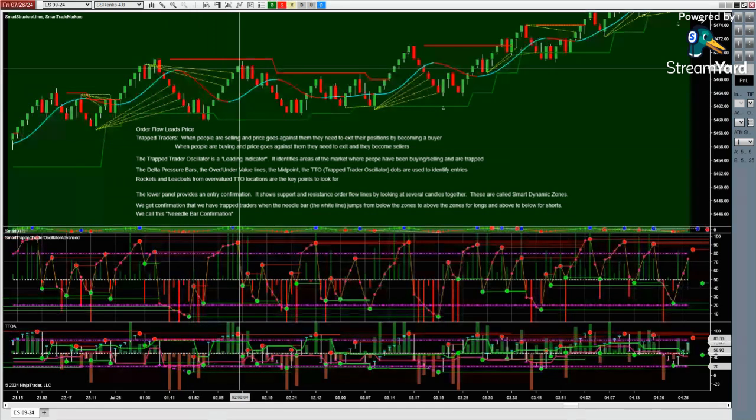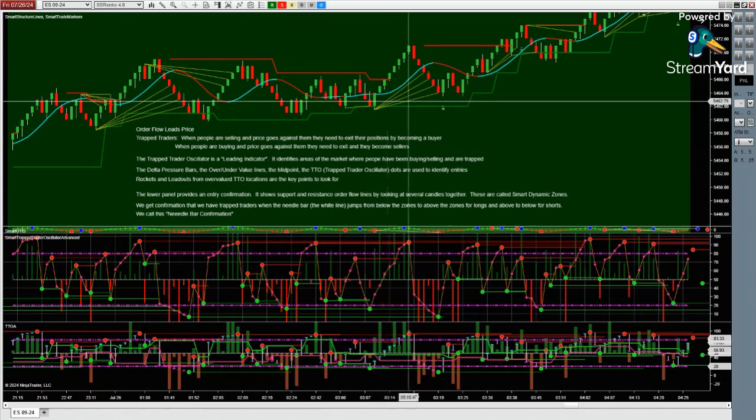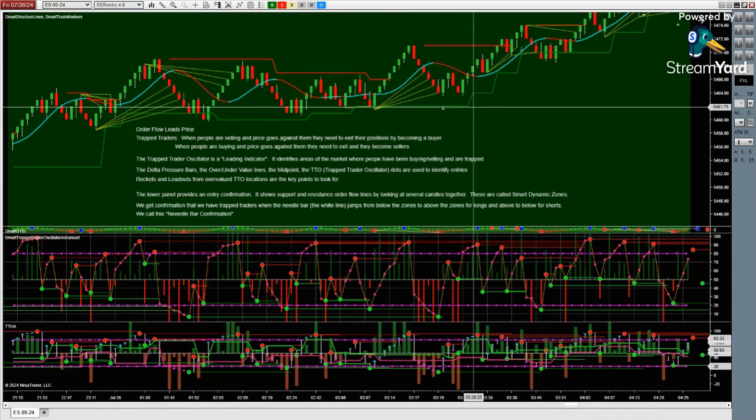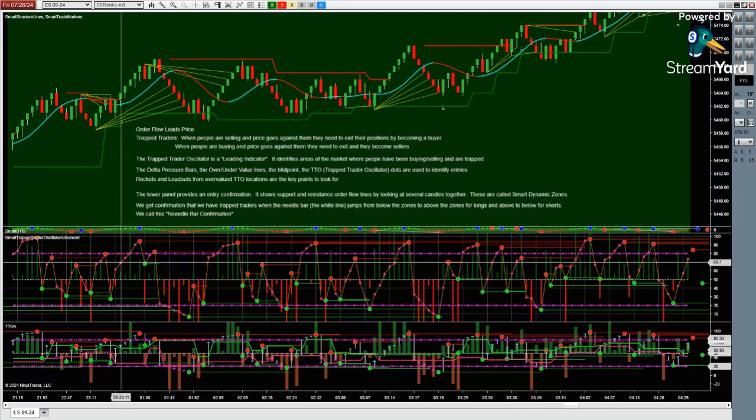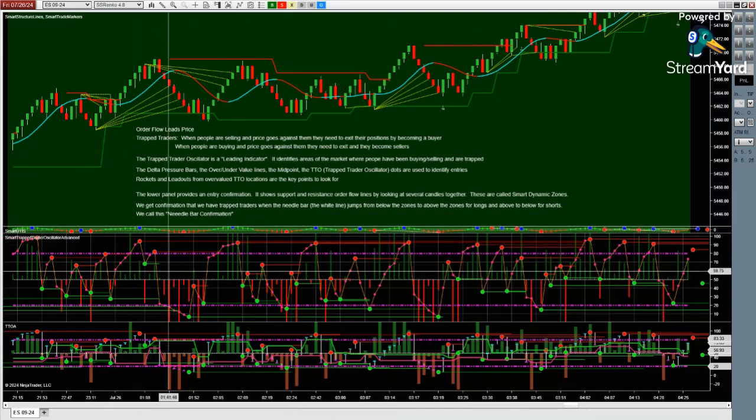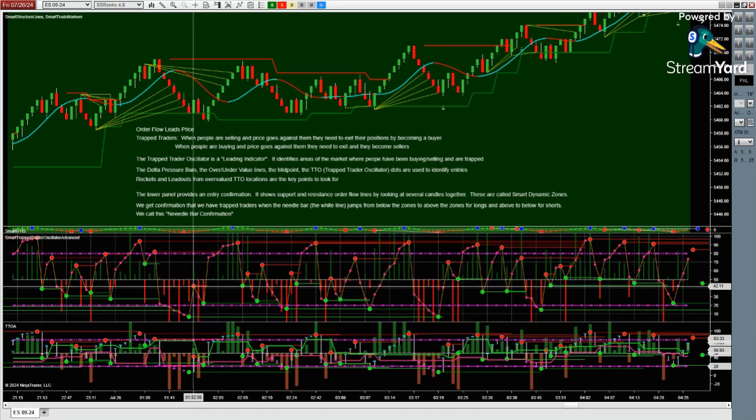So that's kind of the cornerstone of what we're looking to do. The trap trader oscillator is a leading indicator. It identifies areas of the market where people have been buying and selling and are trapped. The delta pressure bars, the over and under value lines, the 80 and 20 line, the midpoint, and the TTO dots are all giving us really good information to identify where people might be trapped.